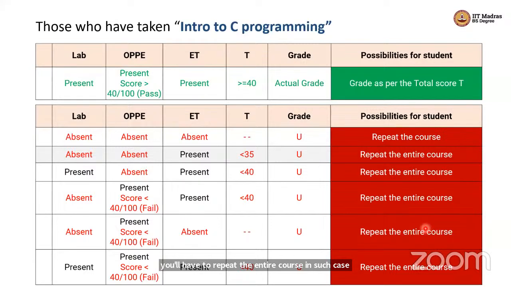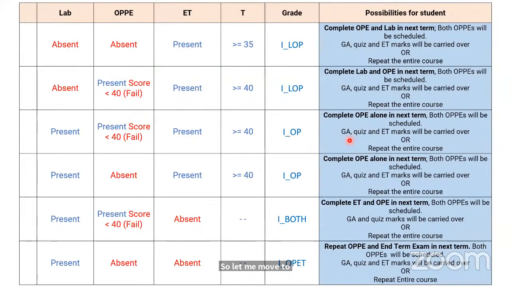Now moving on to the third category, incomplete. Okay, so we covered the pass grade, we covered the U grade. Now we will move on to the incomplete grade, which has a lot of combinations. So let me move to this. As you can see, there are multiple combinations in this, but let me try to make it simple.